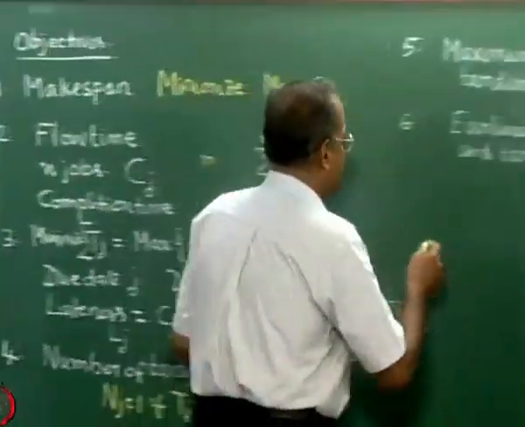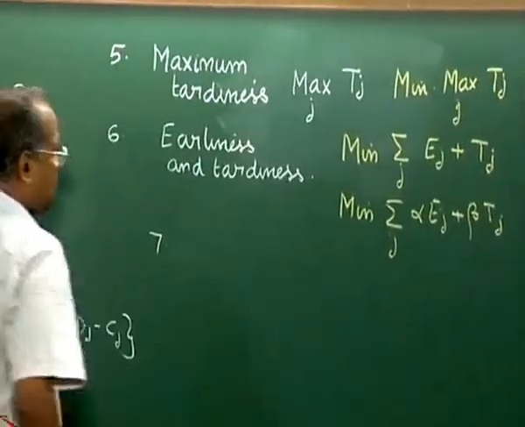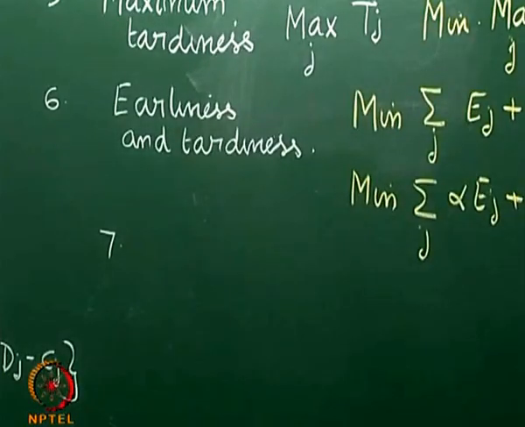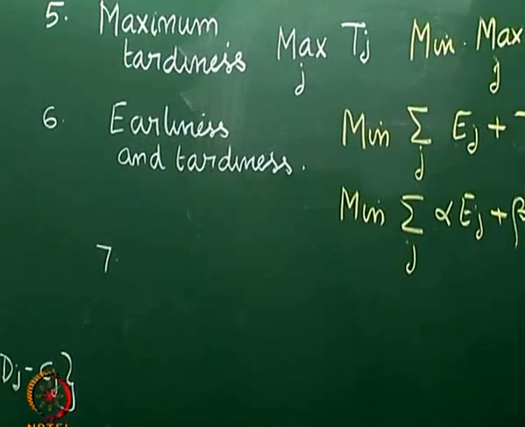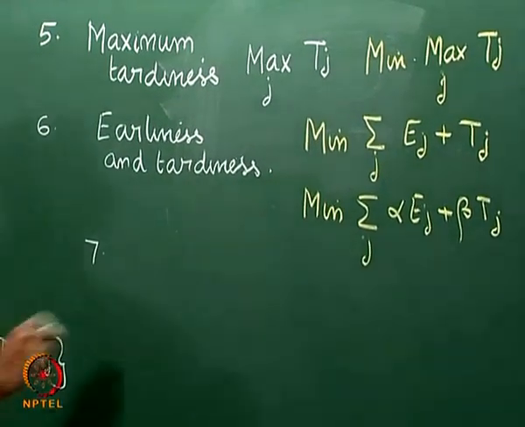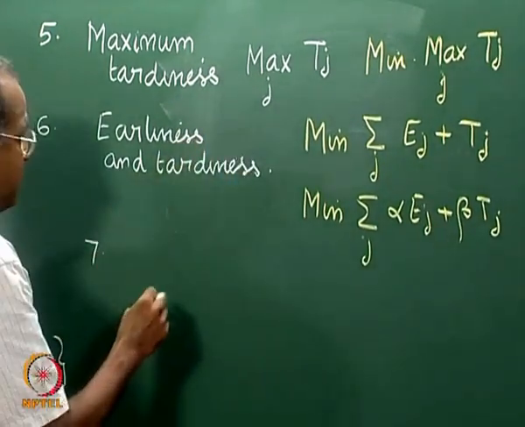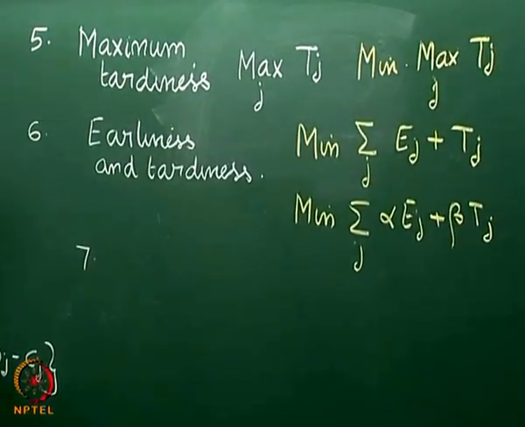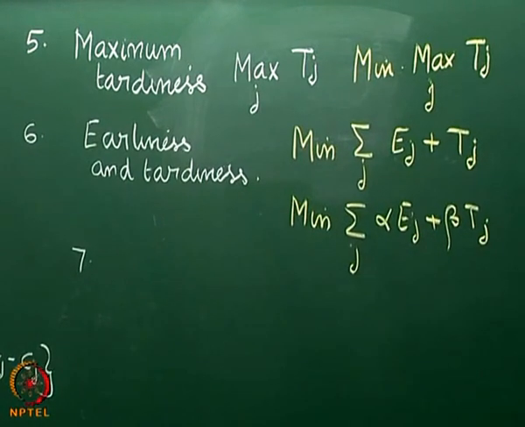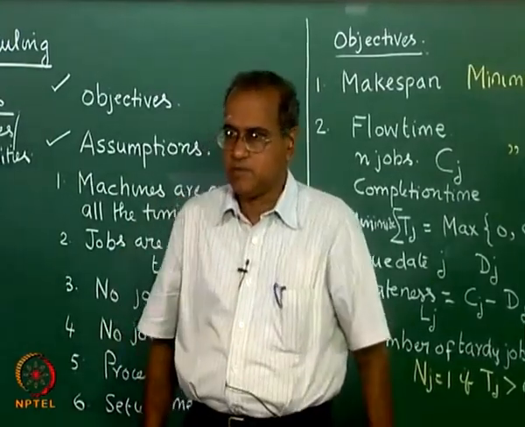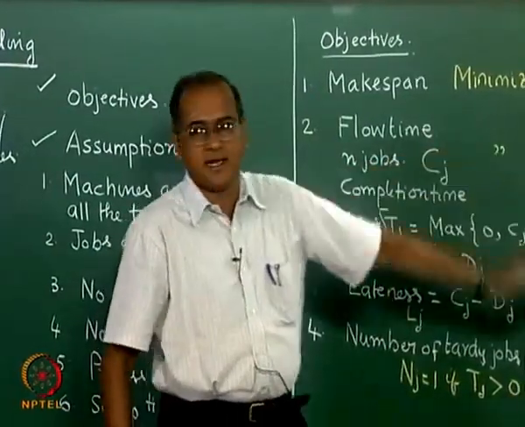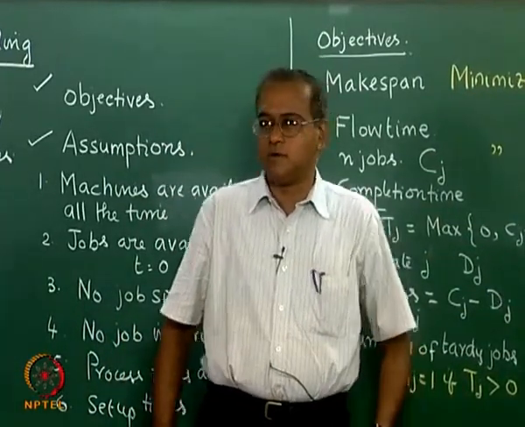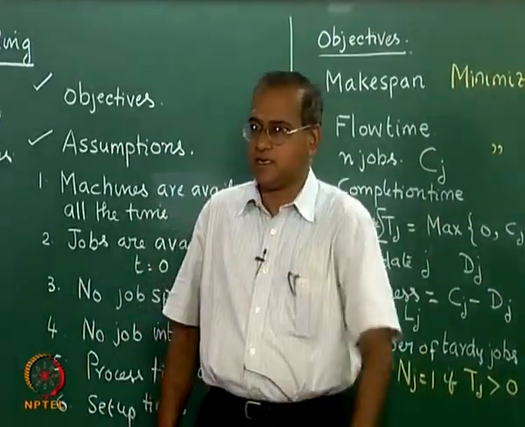Then we move to the seventh objective, which also deals with earliness and tardiness, but looks at it slightly differently. Let us first look at this definition of minimize Ej plus Tj under the assumption that both earliness and tardiness are equally undesirable. So both weights alpha and beta become 1, and you minimize earliness plus tardiness.